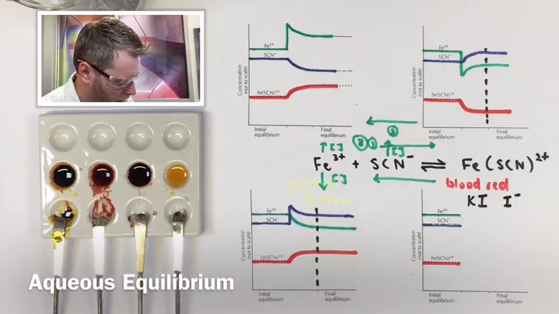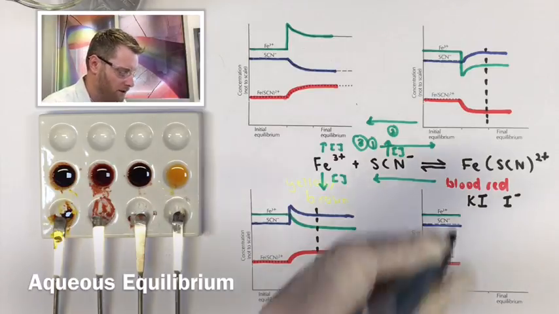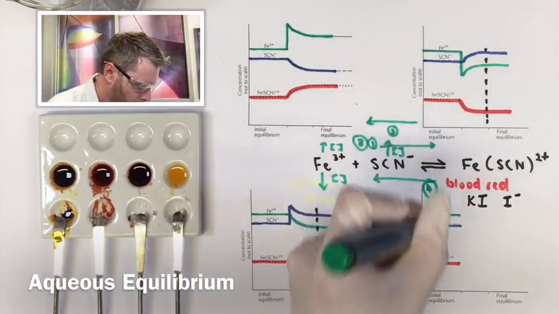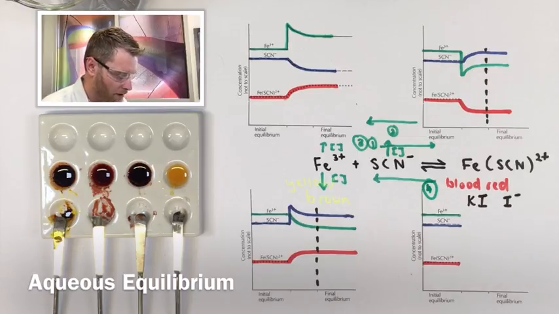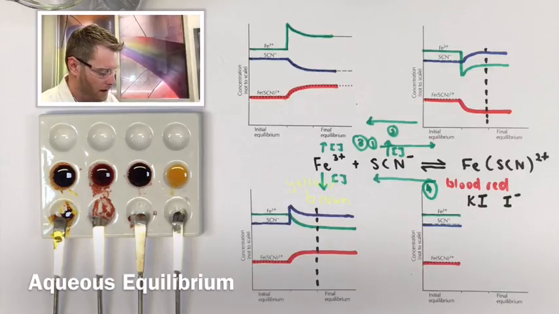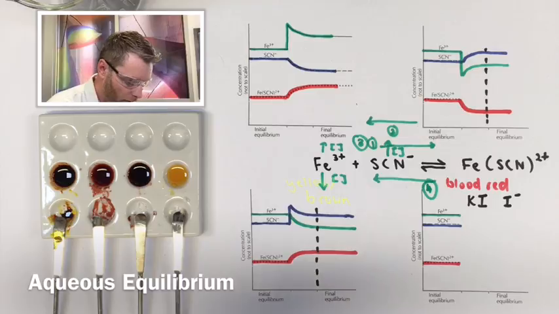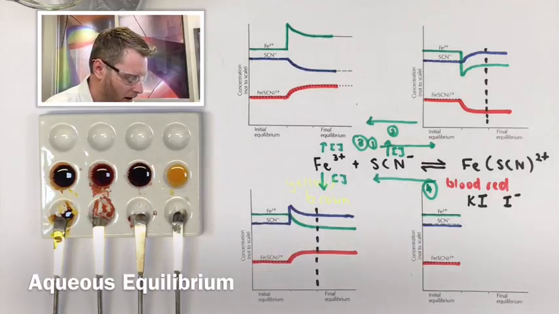So for the fourth trial, we are definitely shifting the position of equilibrium to the left. We're reducing the concentration of the FeSCN2+, so we're losing some of that blood red colour, and we're producing that yellow-brown colour. Now, for this graph, I'm not going to draw this one, and I'm not going to explain any further than the iodide is a reducing agent.